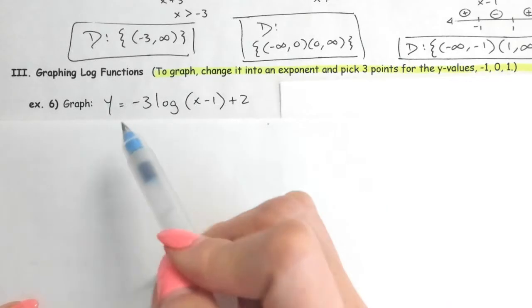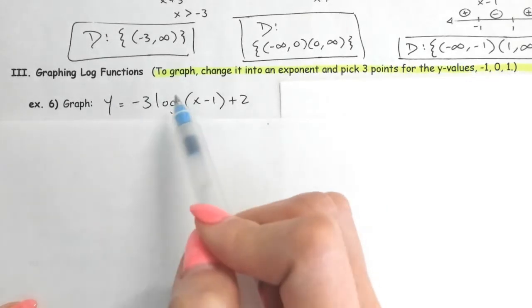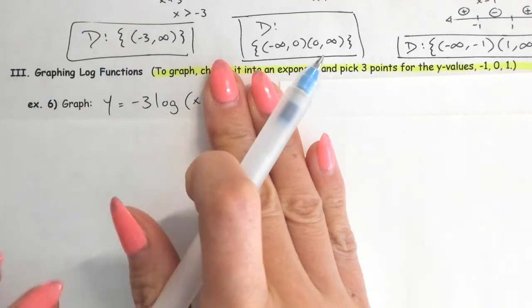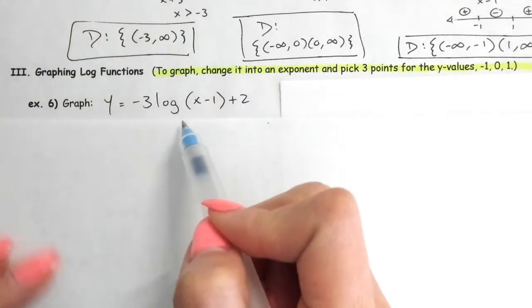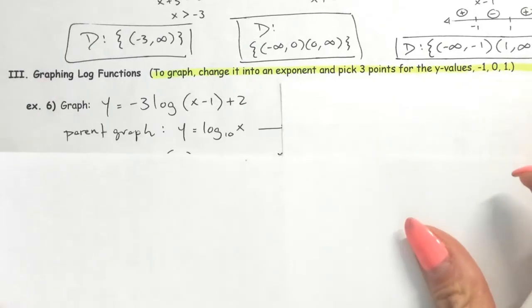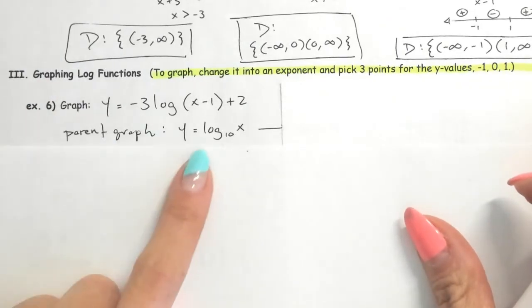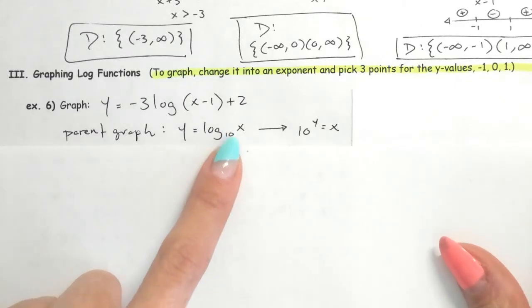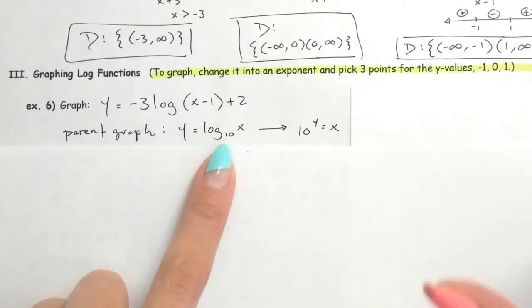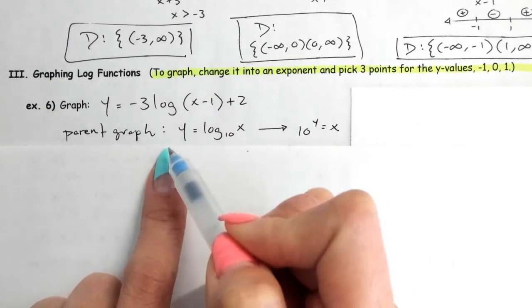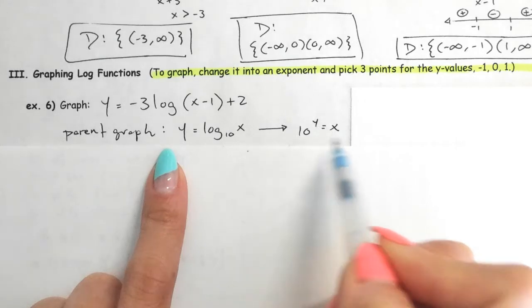So the parent function is y equals, and then you just look at the basic one, right here. So it's going to be log base 10 of x. I write my parent function first, so my parent graph is going to be this. I change it into an exponential, so 10 to the power of y equals x. Or I can even do 10 to the power on both sides, and I still get 10 to the power of y equals x. So I still get this.